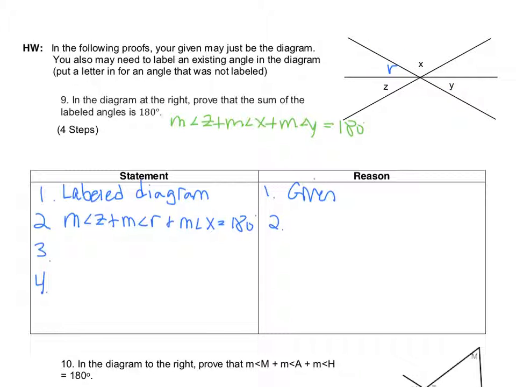So I looked ahead and made a plan. If I was to prove that these 3 added to be 180, I knew that I could take these 3 angles and add them to be 180. And if I could get Y to be over here, then I'd have 180. So Y and R are congruent, and I'll use substitution. I started us off with what's given, and then I use the fact that Z plus R plus X equals 180.